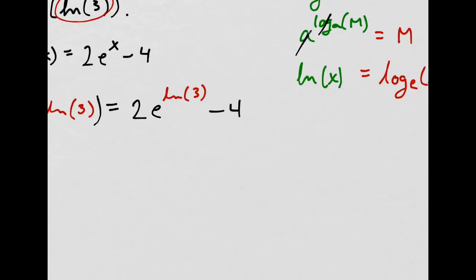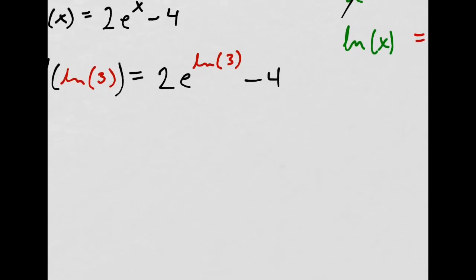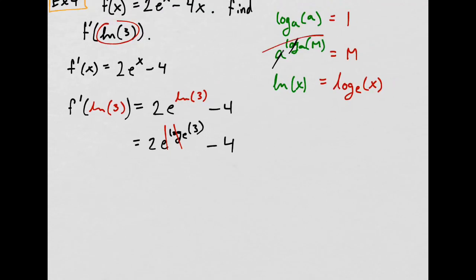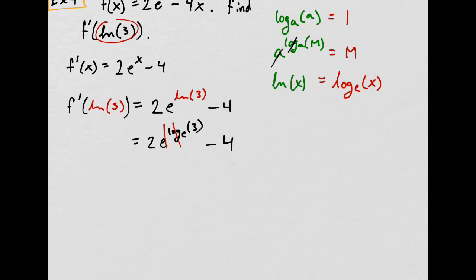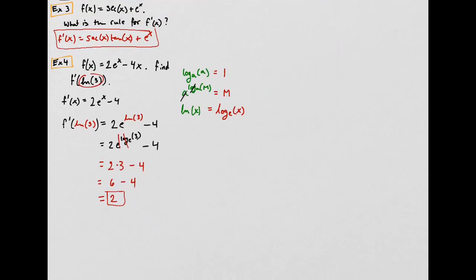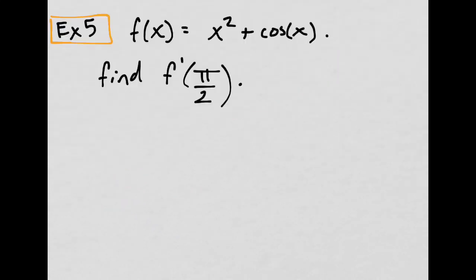Okay, so if the natural log is log base e, then we have e to the log base e. You don't have to write this out if you already know. The e and the log base e cancel out. So what is it? It's 2 times 3 minus 4. That's 6 minus 4, and it's just 2. Isn't that beautiful? All right. Cool.